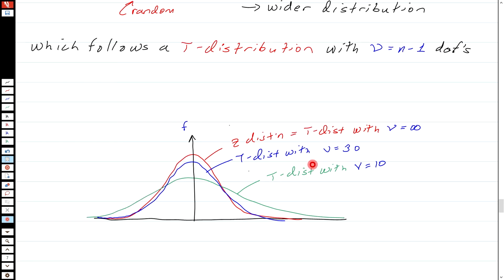And I showed a picture the other day. The red one, the tallest one here, is the z distribution, that's the standard normal, and the t distribution is wider. For example, if the number of degrees of freedom is 30, the t distribution is going to be reasonably close to the standard normal, but a little bit wider. As the number of degrees of freedom reduces, the t distribution becomes wider and wider. They're still all centered on 0, so they all have mean 0, but they become wider and wider as the number of degrees of freedom reduces.